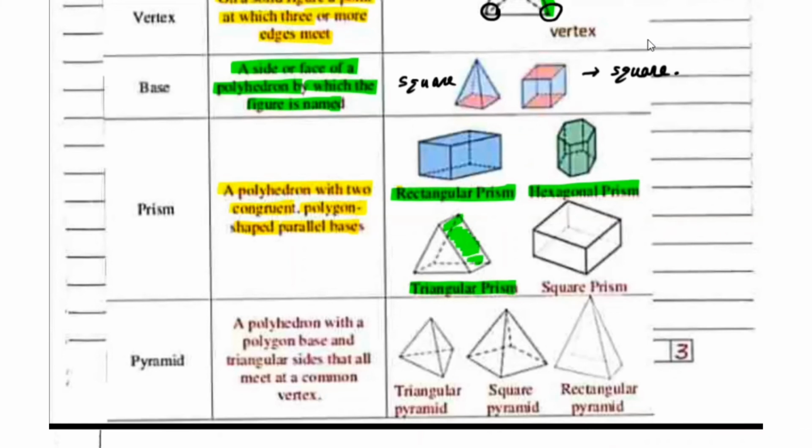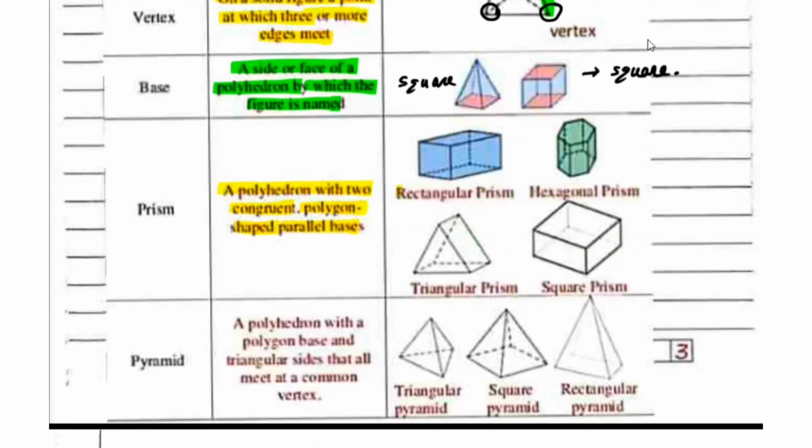Similarly, children, a square prism. In a square prism also, the top and the bottom are squares, and the rest of the faces are in the shape of parallelograms. So all these are examples of prisms. I hope you all have understood now.